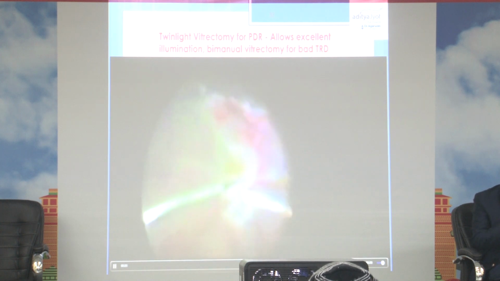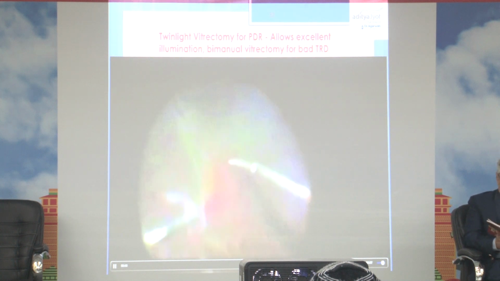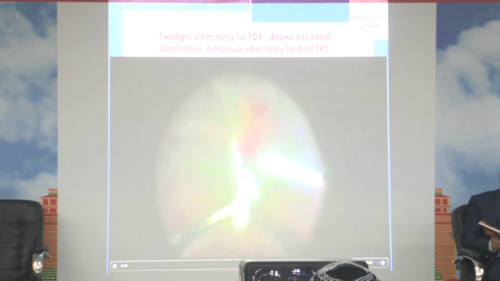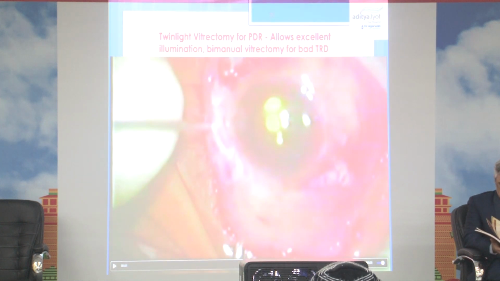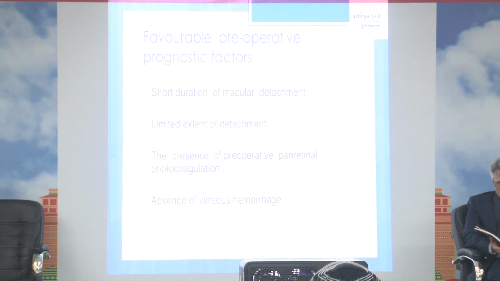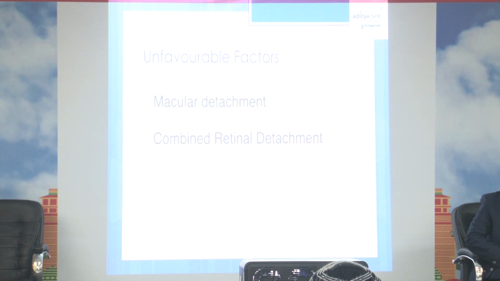This was the picture, and the idea of the bimanual vitreous surgery is you can en masse remove it and avoid any iatrogenic break. So more and more you do similar cases, you can avoid breaks, and then you will be able to save more eyes. So favorable preoperative prognostic factors: shorter duration of macular detachment, limited extent, and all this we know. So absence of RD involving macula, absence of rubeosis, and in all these patients, with all this, I do surgery.